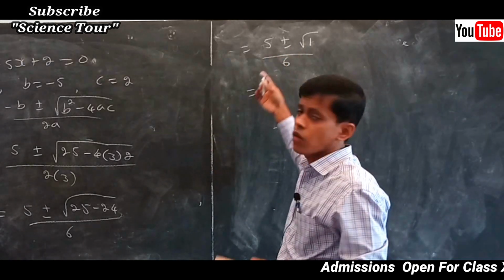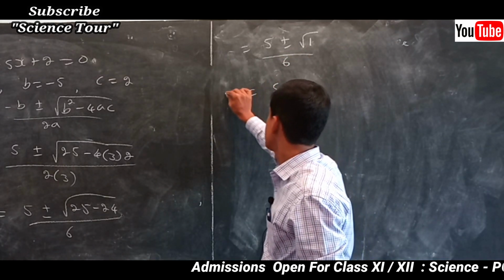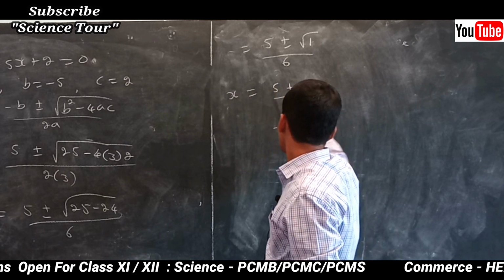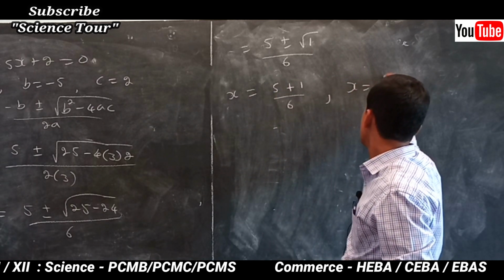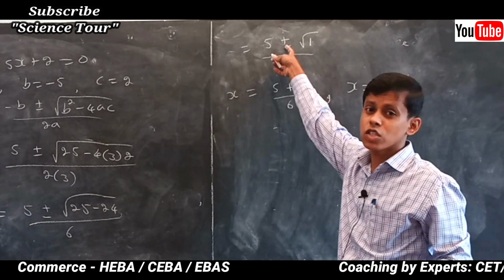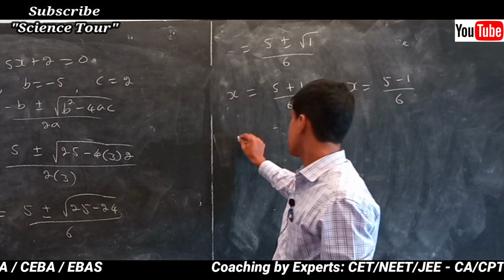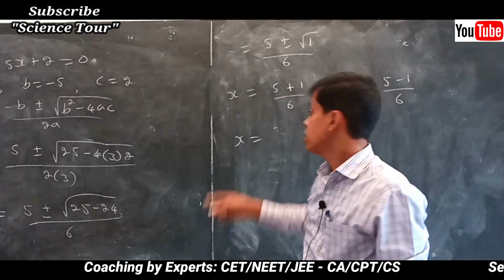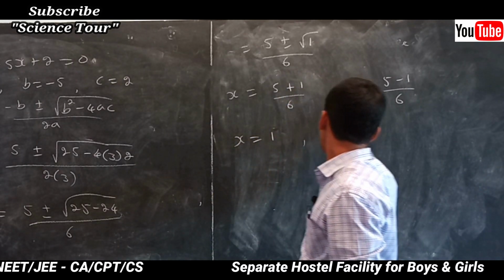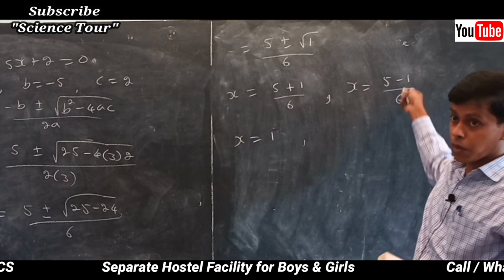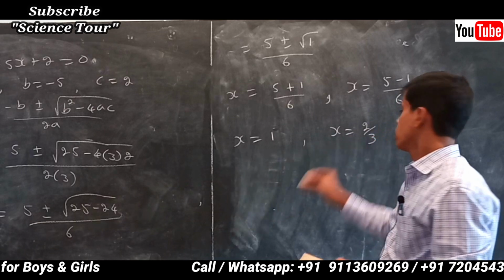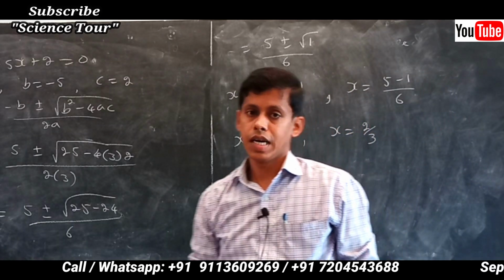So, what is the square root of 1? 1 itself. So, first I will take plus and next I will take minus. Did you understand that? Plus or minus, therefore, I am taking two things separately. So, this is 5 plus 1, 6 divided by 6, you get 1, and this is 5 minus 1, that is 4 by 6 or 2 by 3, right.